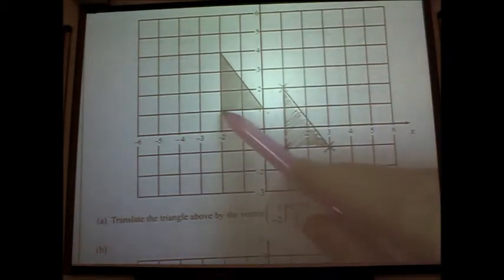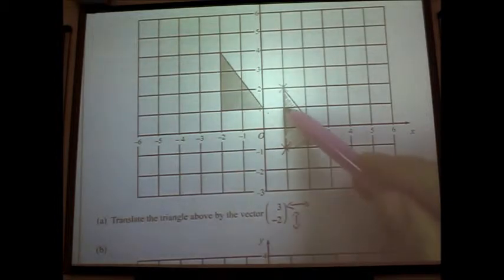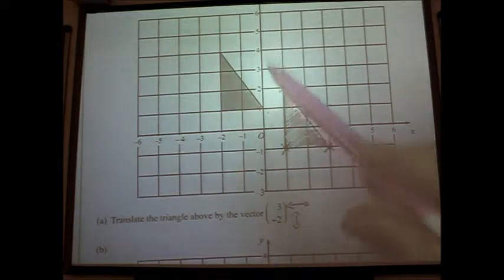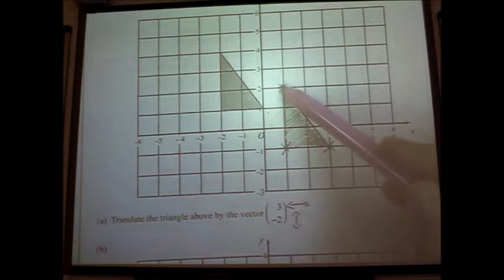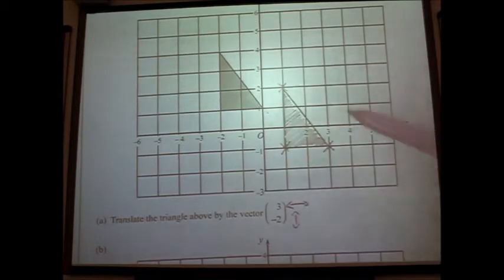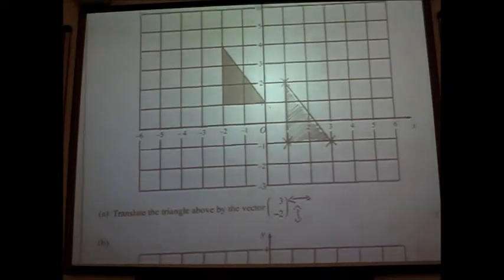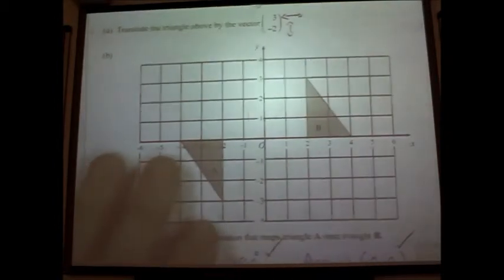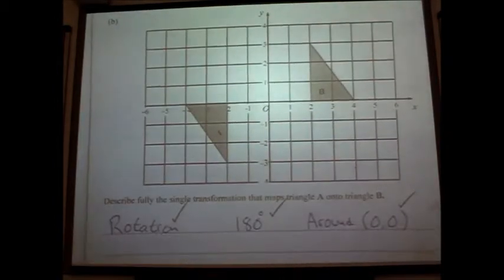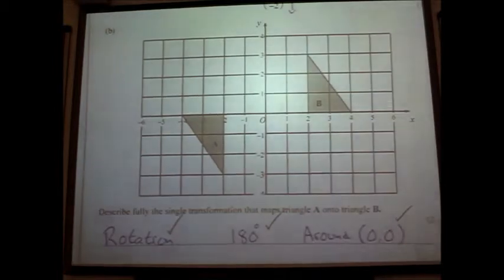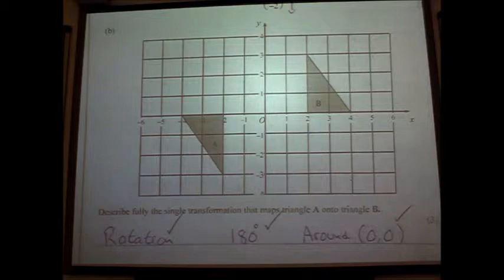This one here goes across 3, 1, 2, 3, and down 2, so down to there. The top one, 1, 2, 3, and down 2 to there. Connect them up, shade it in, done. You don't have to shade it in. I've shaded it in so you can see it clearly on here. The one underneath, describe the single transformation that happens. It is a rotation of 180 degrees around point 0, or around the origin.